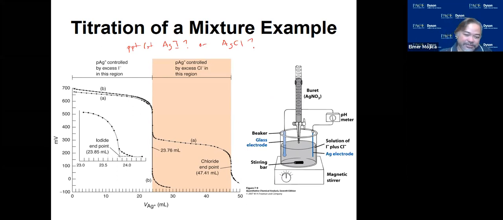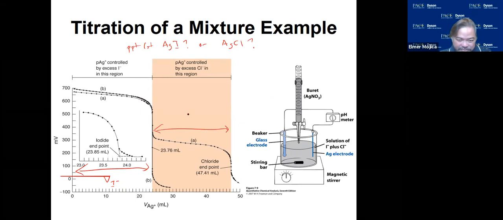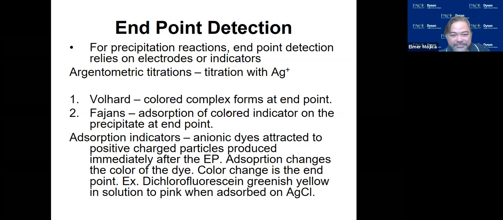So the BE1 that you have here, this portion here, that's where all the iodide precipitates. And then you add additional volume here. That's where your chloride precipitates. Okay?